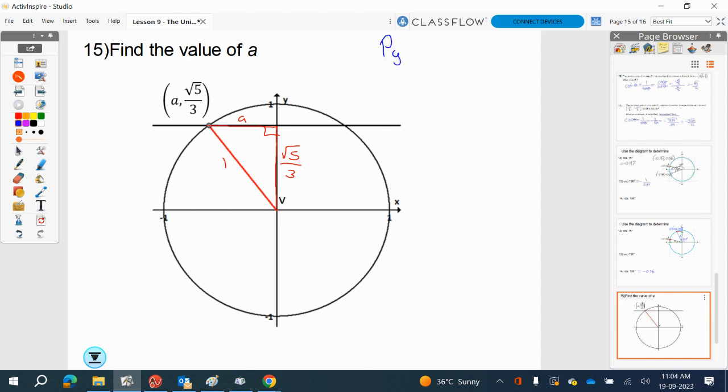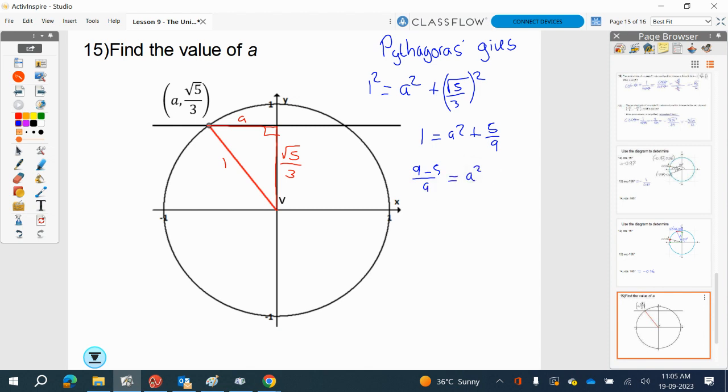So, don't forget, if you're going to use Pythagoras' theorem or any formula, say what formula you're using. So, Pythagoras gives, we need 1 squared equals a squared plus root 5 over 3 squared. So it's 5 over 9. So we get 1 equals a squared plus 5 over 9. So 1 minus 5 over 9 equals a squared. So 4 over 9 is a squared. A is equal to plus minus 2 over 3.